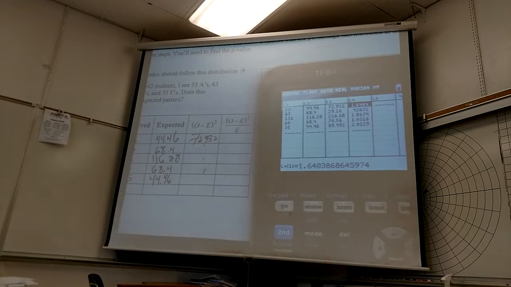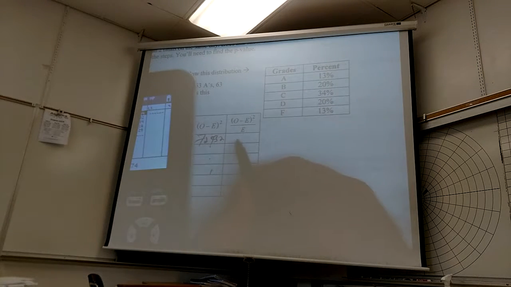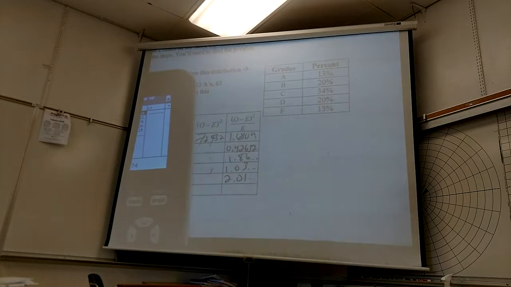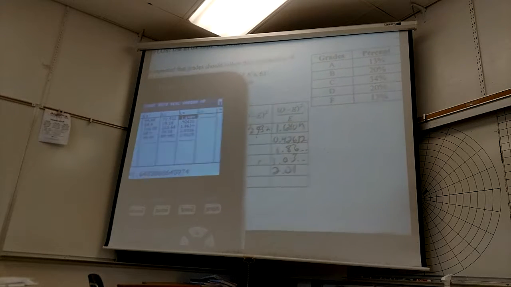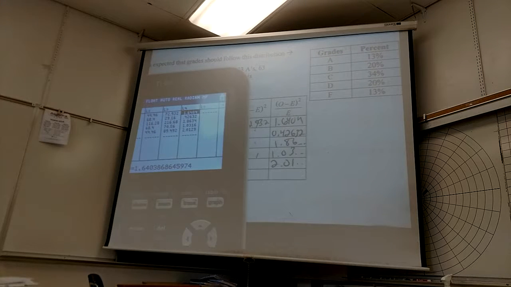So this is the important one: 1.6404, 42632, 1.86, 1.03, 2.01, and so on. The nice thing is you don't have to be as precise on the paper because you can actually have the entire thing in the calculator.